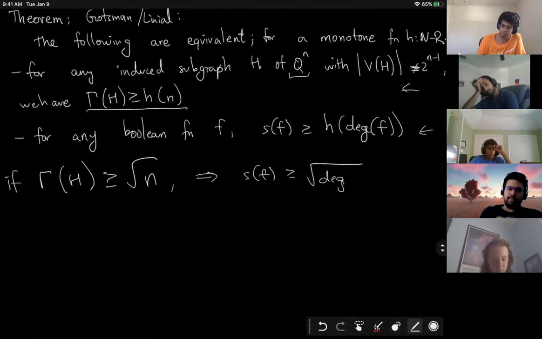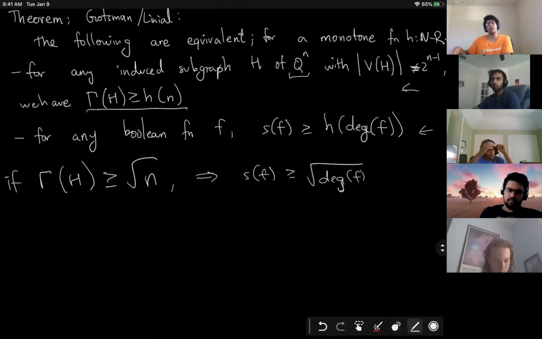Wait, can you remind me what degree is? The degree is, if you write out the polynomial of the function, remember where we wrote AND as the product? Then the degree of that polynomial is the degree. It's just one of those complexity measures that's polynomially related to the other measures. Okay, and sure.